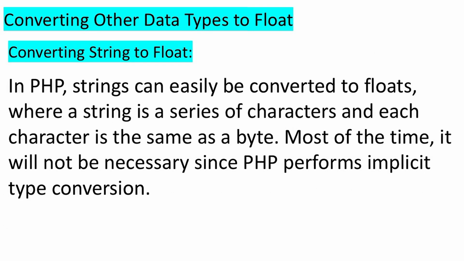Now let's understand how PHP converts other data types, especially strings, into floats. In PHP, this process is very straightforward because the language is dynamically typed and performs many conversions automatically. A float, also known as a floating point number, is simply a number that can contain decimal points. For example, numbers like 12.5 or 3.14 are floats.